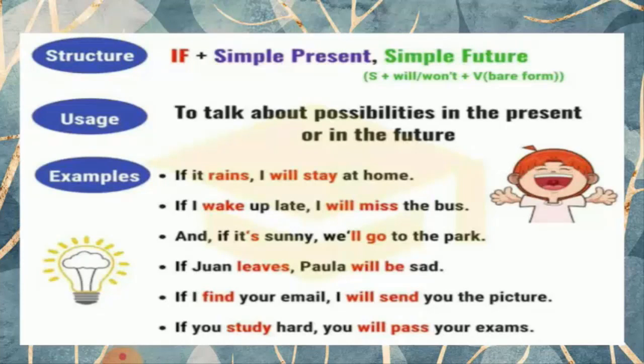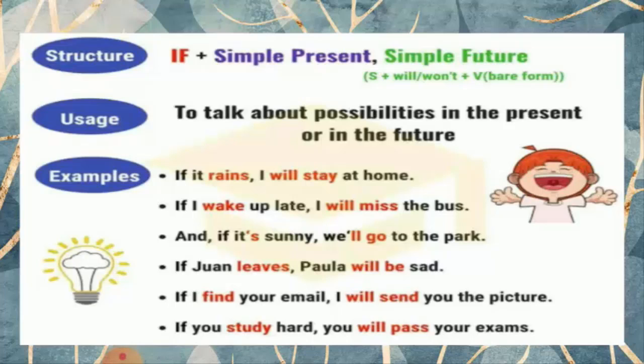جملة بنستخدمها لربط جملتين. The first sentence should be in the simple present, and the next sentence should be in simple future. Usage. It is used to talk about possibilities in the present or in the future. بنستخدمها للتكلم عن الاحتمالات سواء في المستقبل أو في الوقت الحاضر.